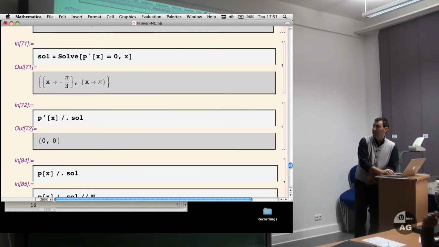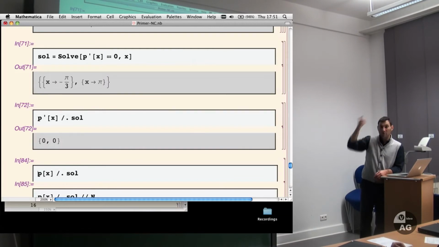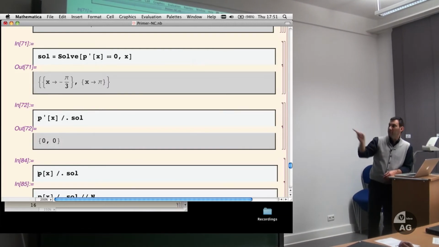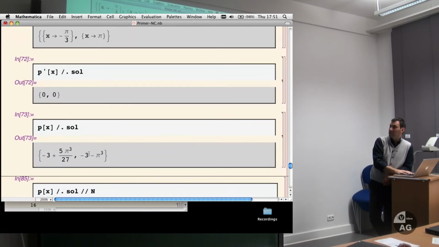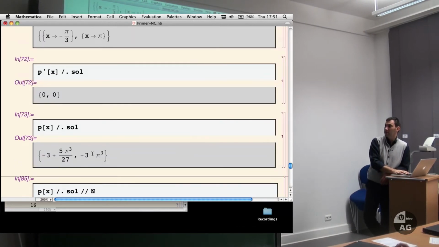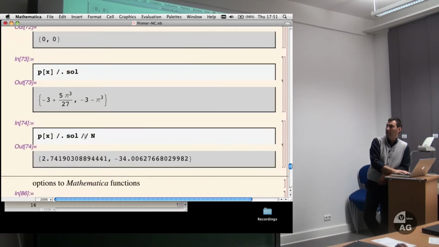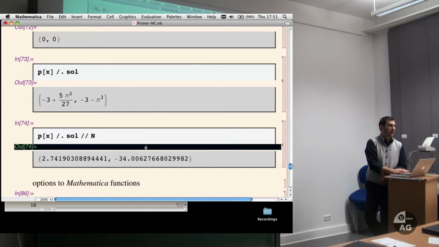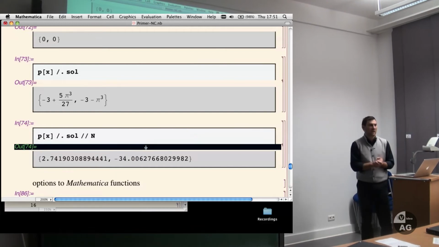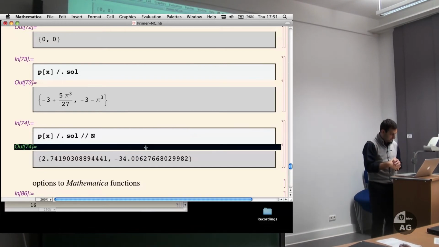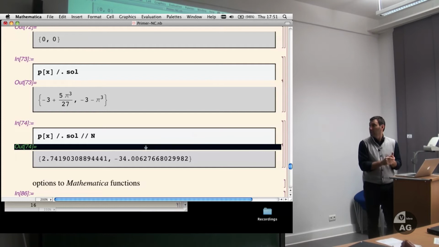Yes. Now I look at the value of the polynomial. Now I'm not looking at the derivative anymore. I'm looking at the actual polynomial. Okay, this doesn't tell me anything. I don't really know which one is the maximum, which one is the minimum. So I pipe with N, and I see, okay, the maximum is that, and the minimum is there. And we will do more of this when we get into visualization.